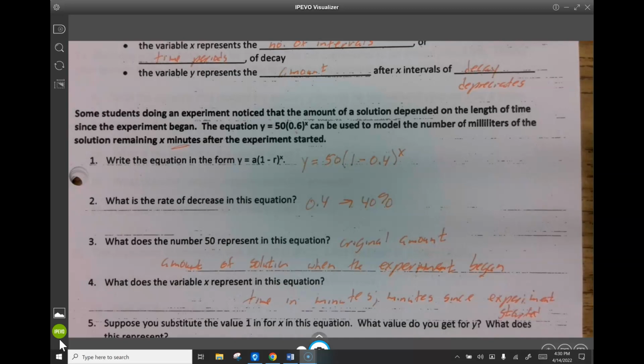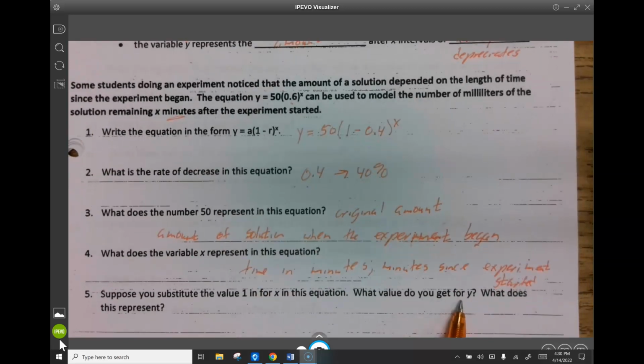If we substitute 1 in for X, what value do you get for Y? What does that represent? So let's do it. Y is equal to 50 times 0.6 to the first. So take out your calculator. 50 times 0.6 gives us 30. Okay. So since it started, 1 minute after, there are 30 milliliters after 1 minute. Or we would say there are 30 milliliters remaining of the solution.